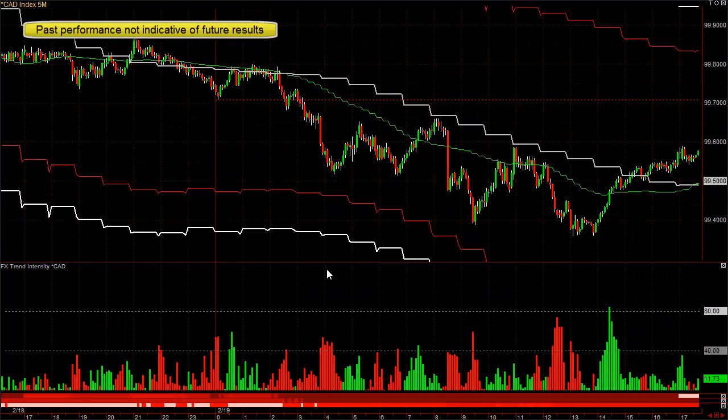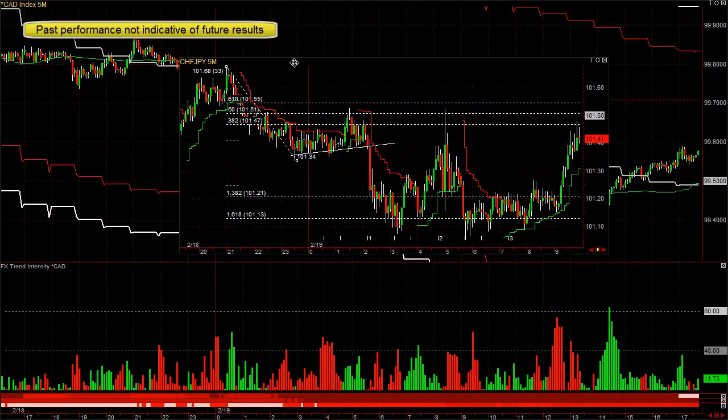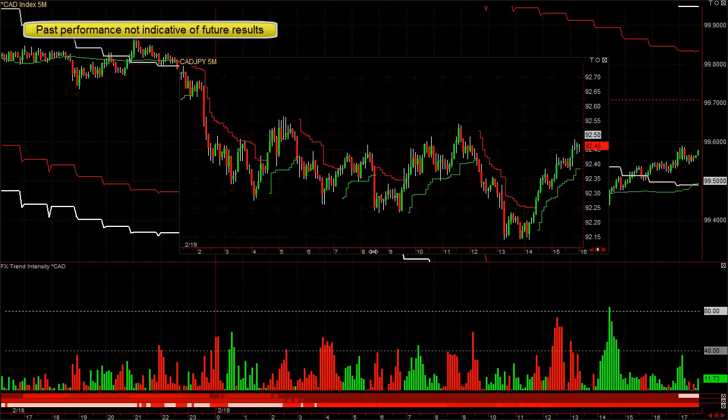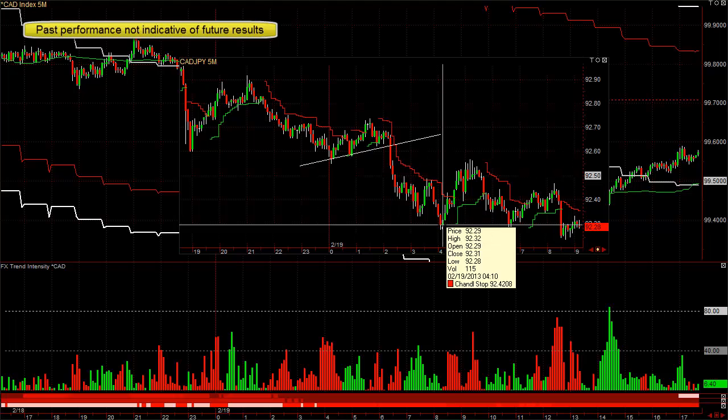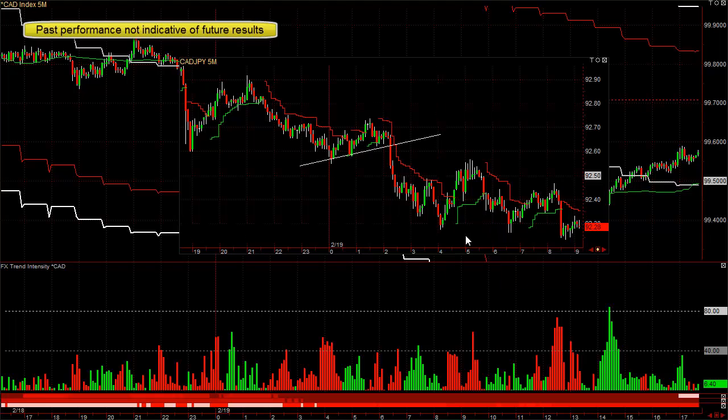Here's the CAD, and this one was underneath its hourly, couldn't get back above it, and then broke down and made new lows here at 2:30. We know that the yen was one of the stronger ones, so we will sell the CAD yen around 2:30. Let's scroll back and look. Again, you had quite a bit of notice here. This thing broke down from 92.60 and got all the way down to 30 and fell 30 pips.